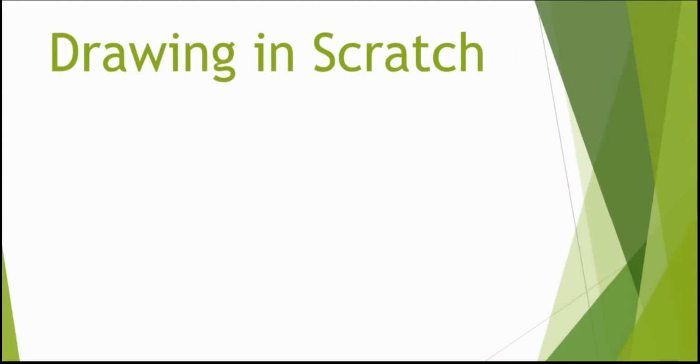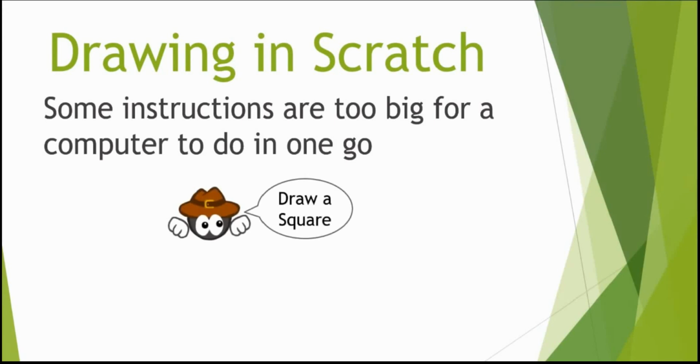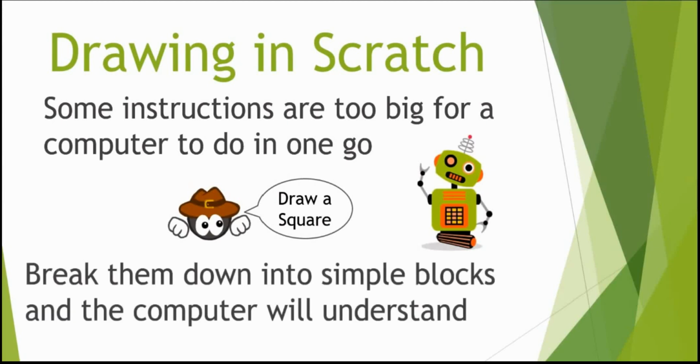So the first thing we should probably look at is what happens when we're drawing in Scratch. Some instructions are too big for the computer. That means if we tell the computer to just simply draw a square, the computer kind of looks at us and goes, what? And that's why we break them down into simple blocks so that the computer will be able to understand. If you have a look on Scratch, you can see that there are blocks in the pen tab called set pen size to 2, so you can set what size of pen you want. Imagine you have a normal size pen and a giant marker, and that's what the pen size block does.